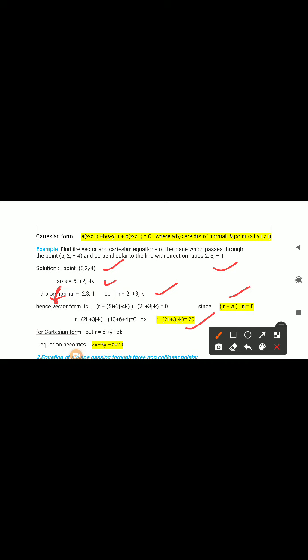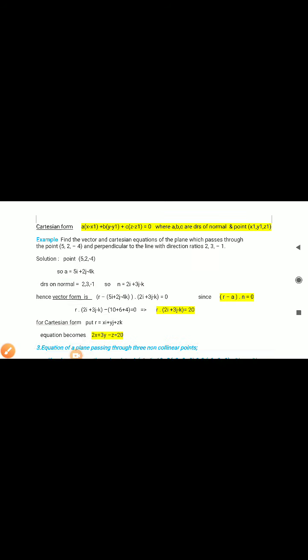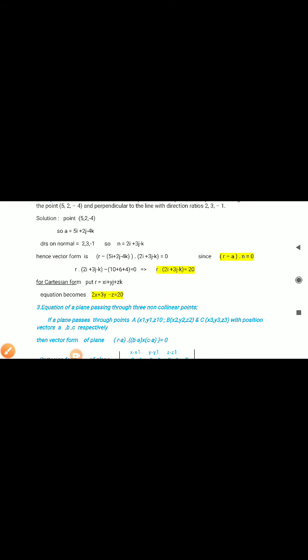Now for finding the Cartesian equation we replace r by xi plus yj plus zk, and taking the dot product of xi plus yj plus zk with this we get 2x plus 3y minus z is equal to 20. This is called the Cartesian form of the equation of the plane.